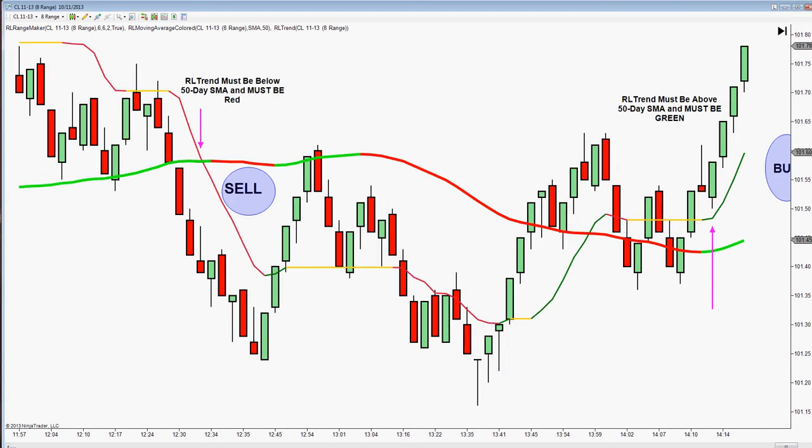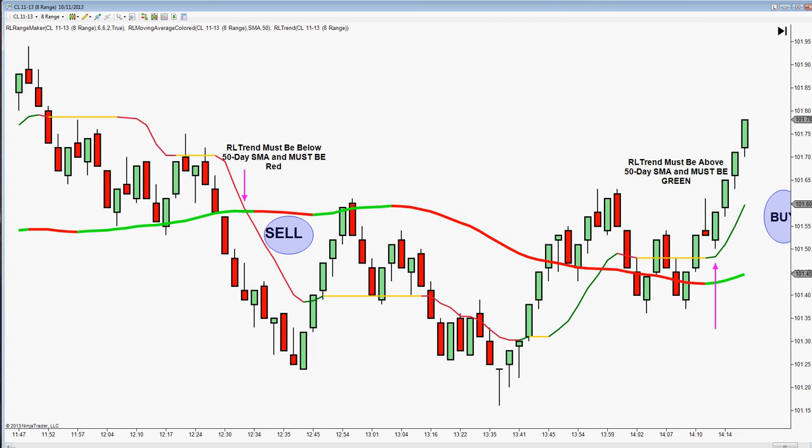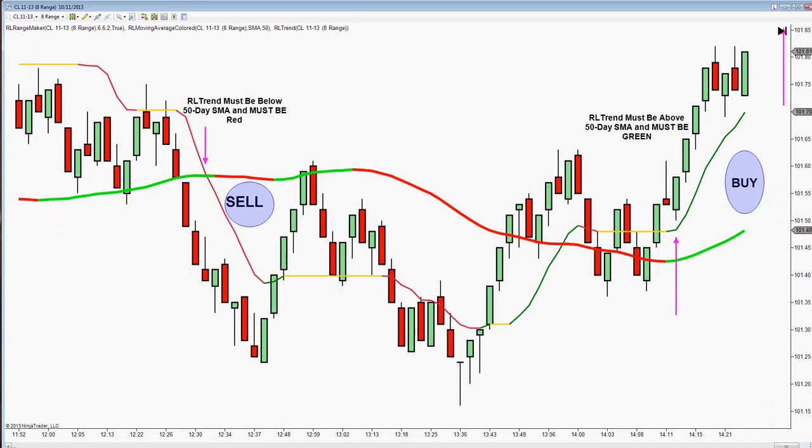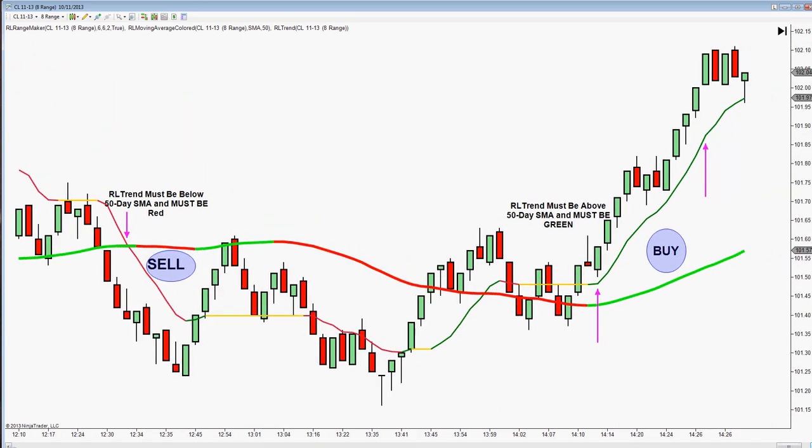So we have our two major market structure definitions, two major market structure criteria, which must be met for us to take a long or a short trade. Again, to go long, we're above the 50, above the Right Line Trend line, which is a proprietary 15-day moving average, and the Right Line Trend line must be green. To take a short, we must be below the 50, and our proprietary Right Line Trend line must be red.